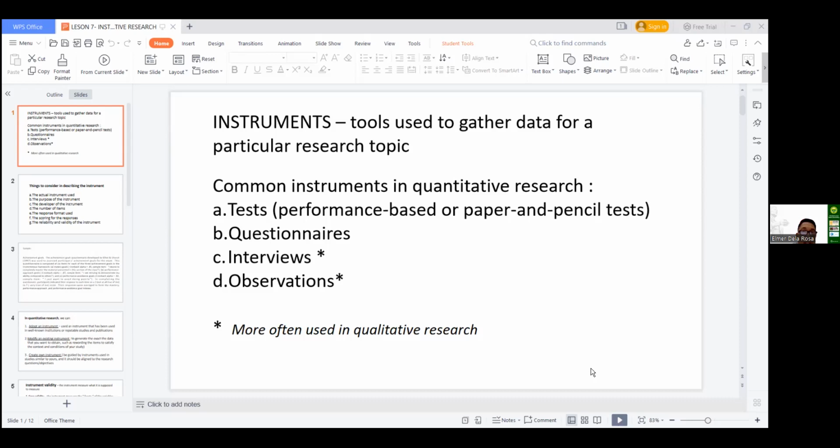So tests are actual performances, whether it is aptitude, interest, ability, or achievement-related outcomes. Questionnaires are more commonly used as the term.